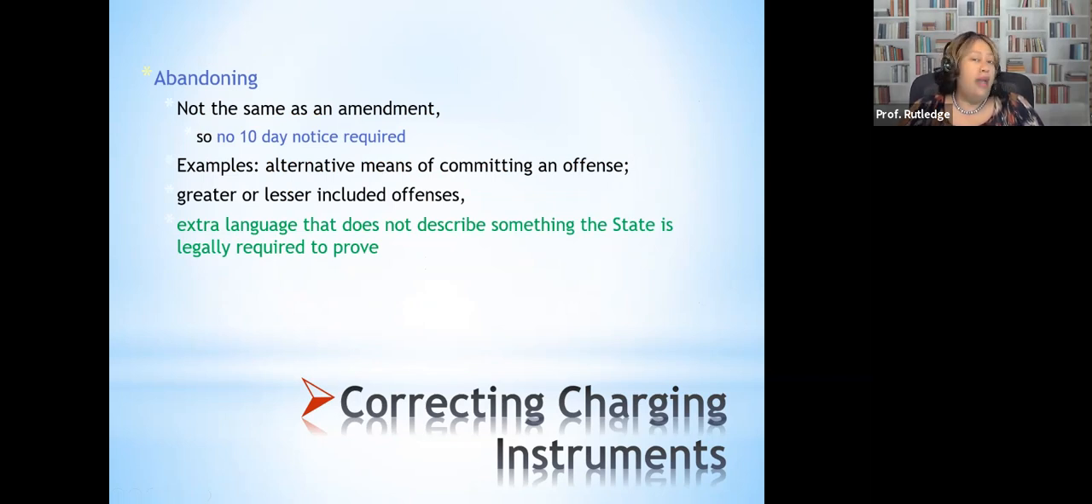And let's say my blood alcohol test is messed up for some reason, and I want to abandon that. He's still being charged with DWI, right? I'm just changing one of the ways he or she could have been intoxicated. It's excess language. So if it's excess language I don't have to prove, I'm good to go.